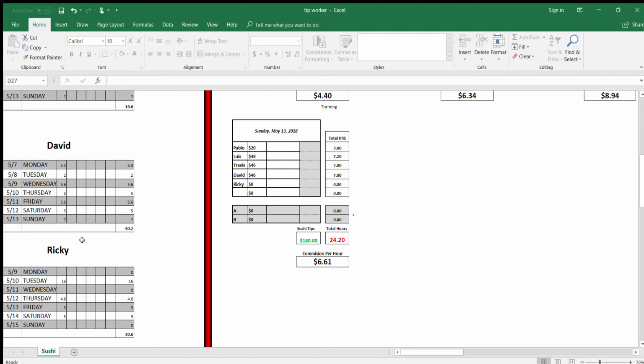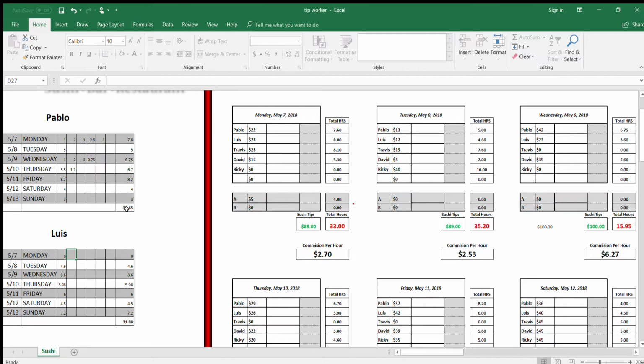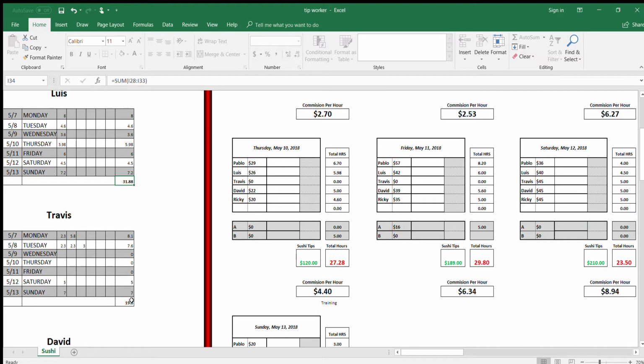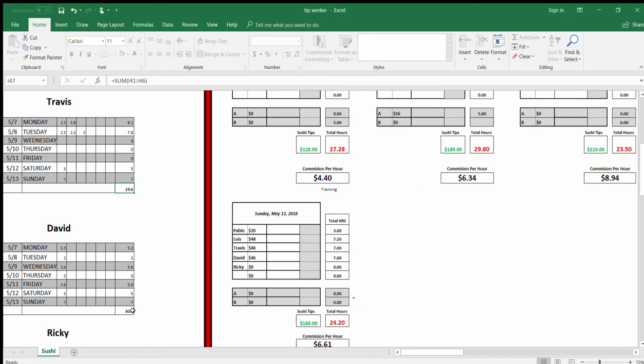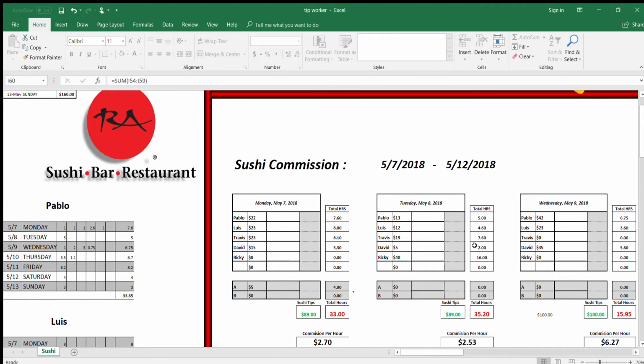That's pretty much it. They would just count the money, verify the amounts, and then verify the paid-out hours that each individual employee worked throughout the week. Once those numbers are verified, everything else has been taken care of here. All the other information has been put in and represented accordingly.